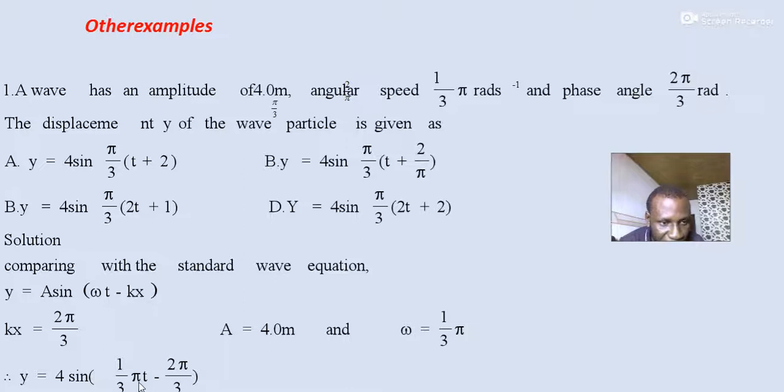So what is common here? Pi is here, pi is here. Take it outside the bracket. 3 is common, take it outside the bracket. What will remain here will be t, and here will be 2. So that is the correct answer to that question.